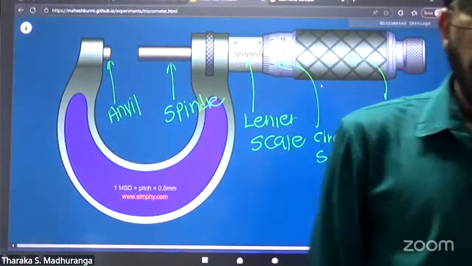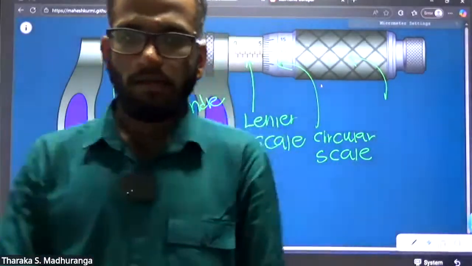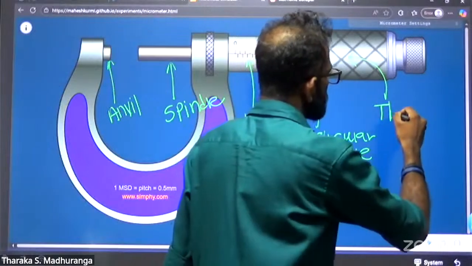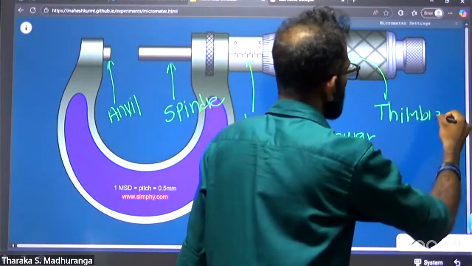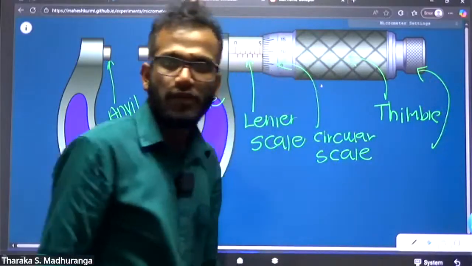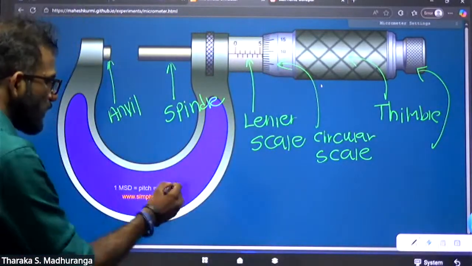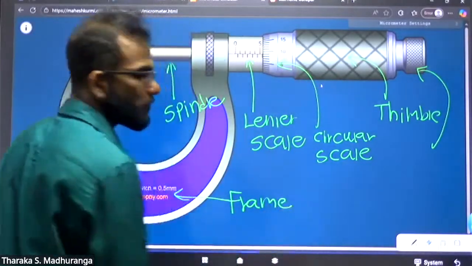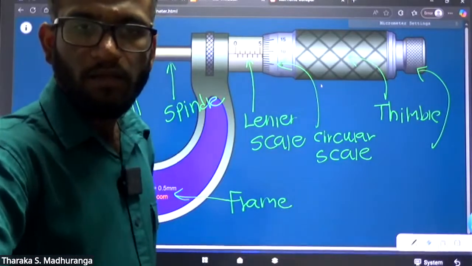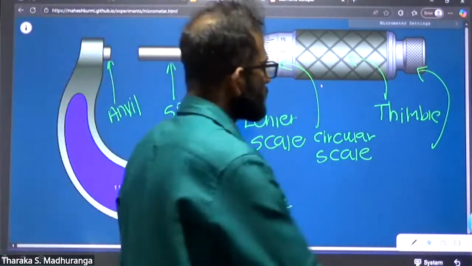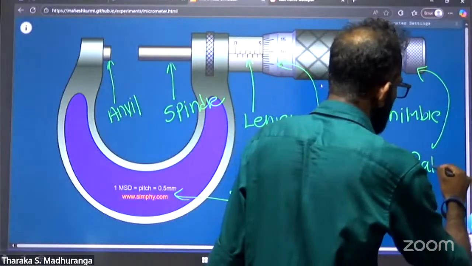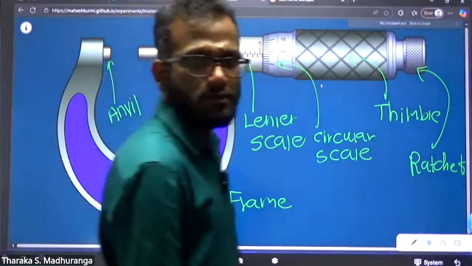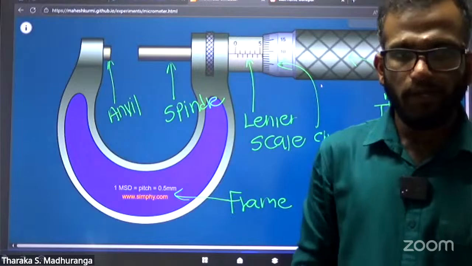Very good. This is the thimble. And this one, the final part, this is the frame. The frame of the instrument, the U-shaped frame. Yes, this is the ratchet or thimble head. Ratchet, R-A-T-C-H-E-T. Okay, they are the main parts of the micrometer screw gauge.